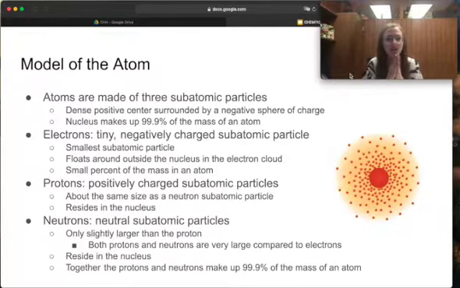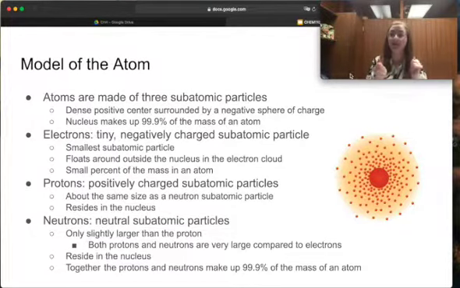Okay, so in this video, we're going to talk a little bit about the model of the atom and get into a deeper definition of electrons, protons, and neutrons. Again, atoms are made up of three subatomic particles. A subatomic particle is just a particle that is smaller than an atom. So those would be our electrons, our protons, and our neutrons.